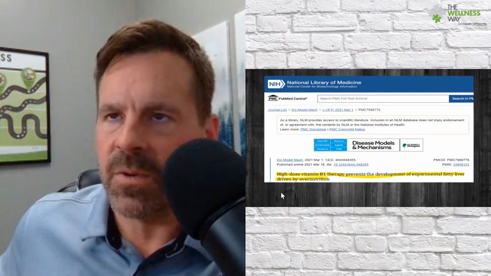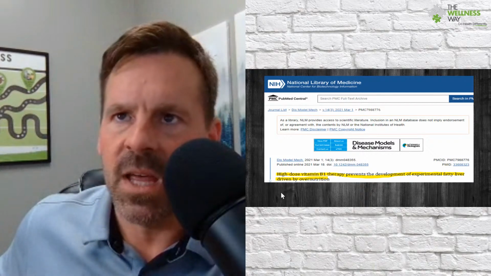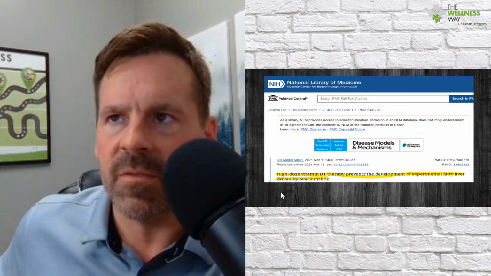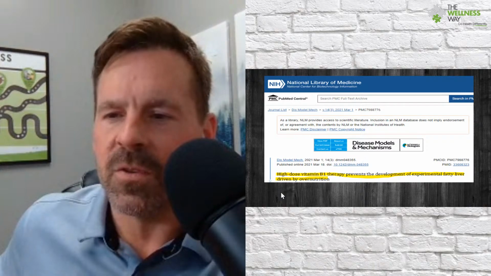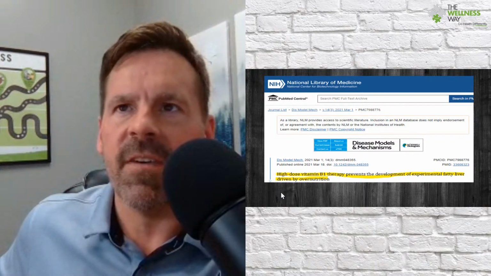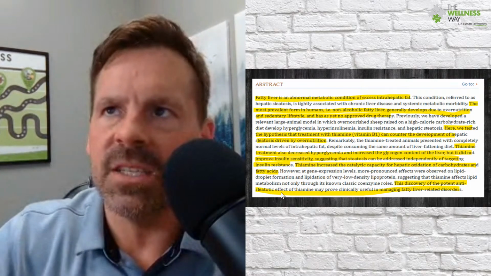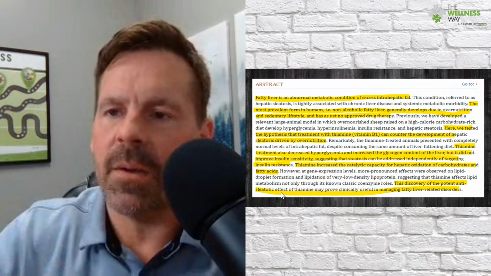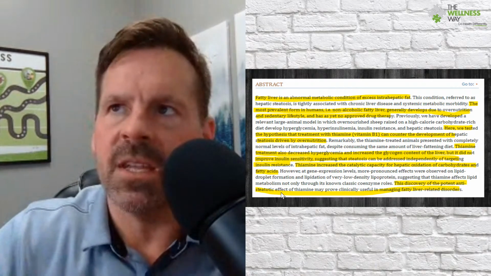This is relatively recent, almost 3 years old. High dose vitamin B1 therapy prevents the development of experimental fatty liver driven by overnutrition. Now we're even talking about fatty liver. Fatty liver, what is it? It's an abnormal metabolic condition of excess intrahepatic fat. So it's exactly what it sounds like. You have a lot of fat within your liver.